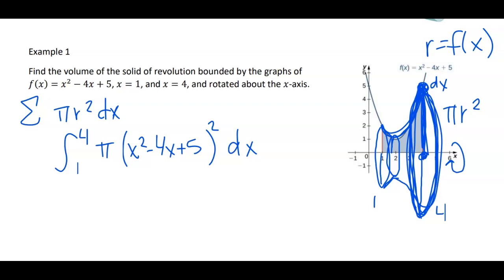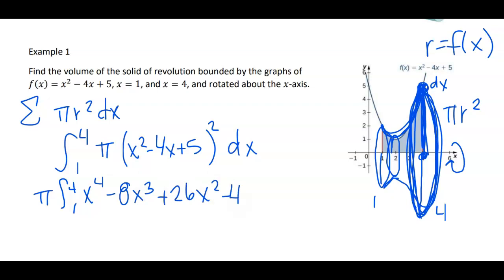All right, the expansion of x squared minus 4x plus 5 squared, I'm going to take this pi out here, is x to the 4th minus 8x cubed plus 26x squared minus 40x plus 25 dx. And that's if I multiplied x squared minus 4x plus 5 times itself. This would be my full expansion.